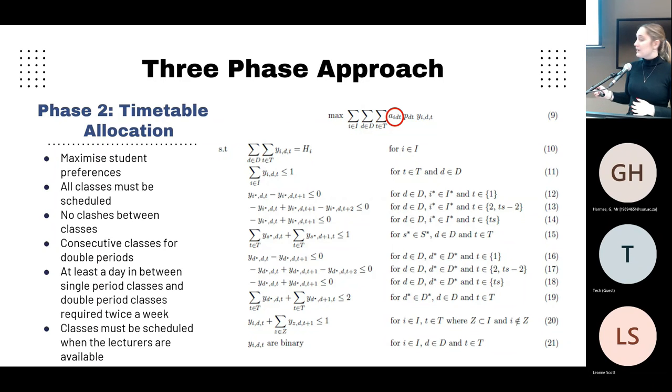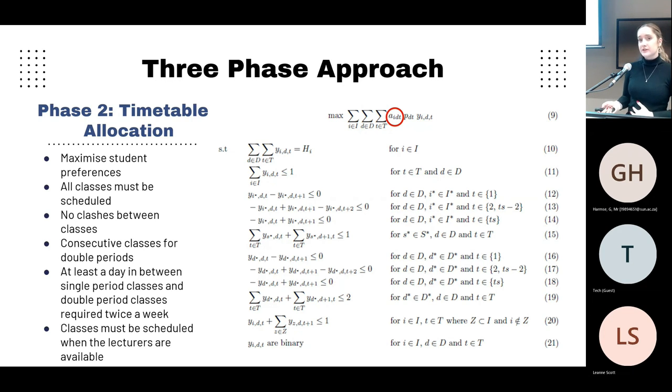For single period classes over different days, we needed to make sure that there was at least a day in between. We added this constraint because we wanted to give the students some time to go over the work that they did and prep for their next lecture. And then we did the same for the two double modules as well.